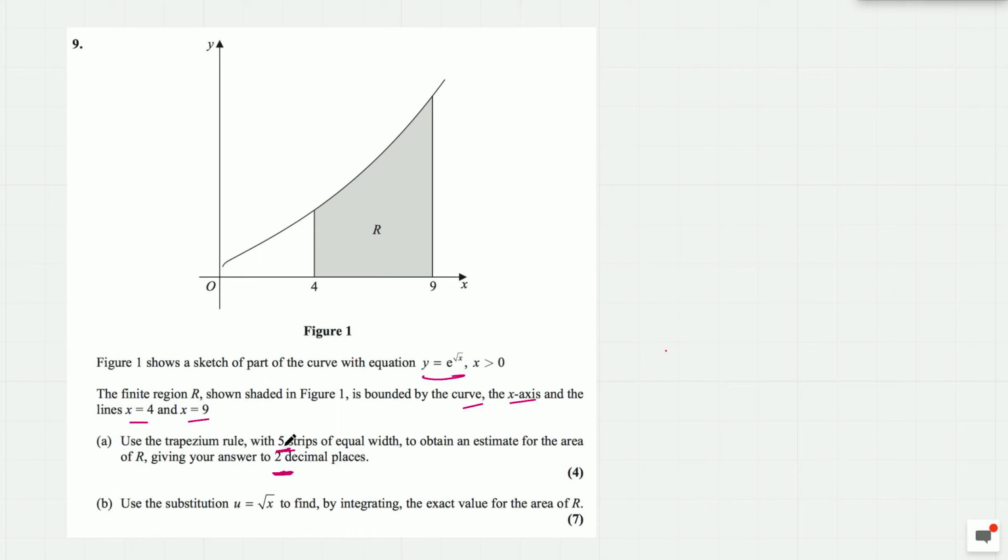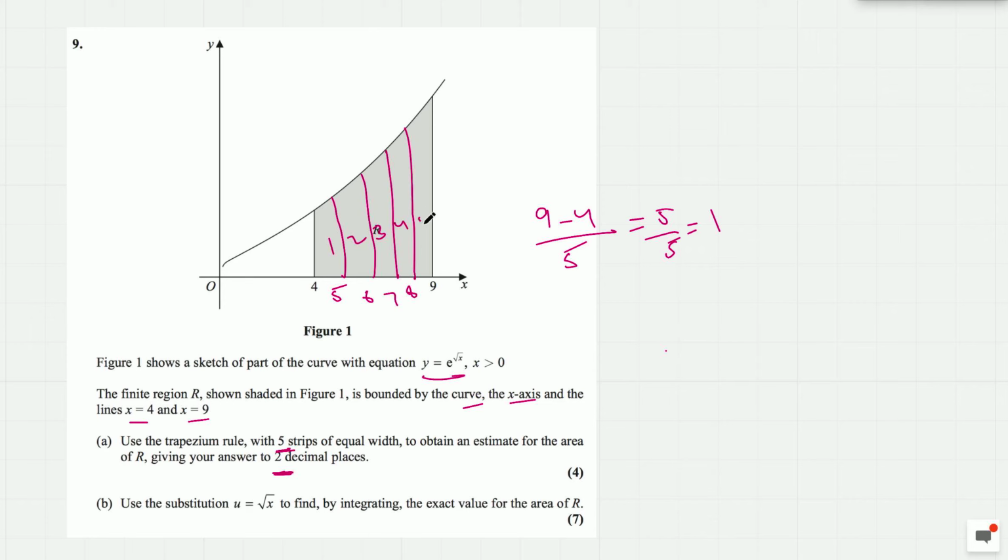Now, in order to make 5 strips, we have to know what the width of each strip will be. So we can find that by the upper limit, which is 9, minus the lower limit, which is 4, divided by the number of strips that we want. So we want 5 strips. So it's 5 over 5, which means the length of each strip will be just 1 unit. So we have 4 plus 1 unit, so it'll be 5, and then 5 plus 1, 6, and then we have 7, 8, and then 9. So we have 1, 2, 3, 4, and 5 strips.